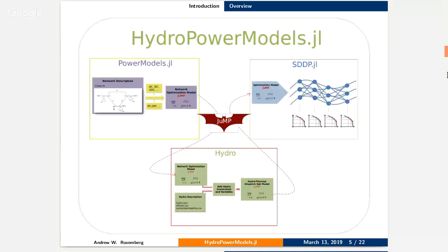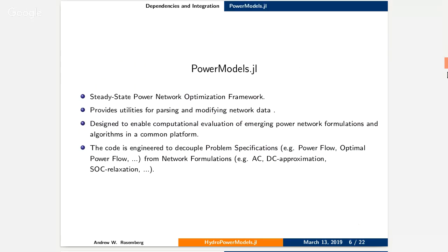Well, this is the workflow of HydroPowerModels. PowerModels, as I said, handles the problem specification from input files and creates a network optimization problem, which I then pass on. I make some modifications, making it a hydrothermal dispatch optimization model from input files given by the user, and this model I then pass to SDDP to solve the problem. Well, this is only possible because of JuMP, who comes to the rescue.